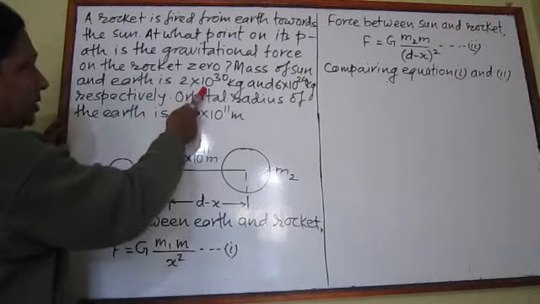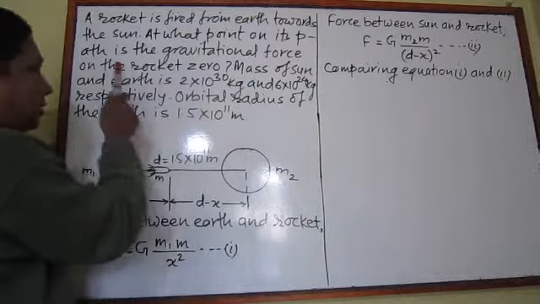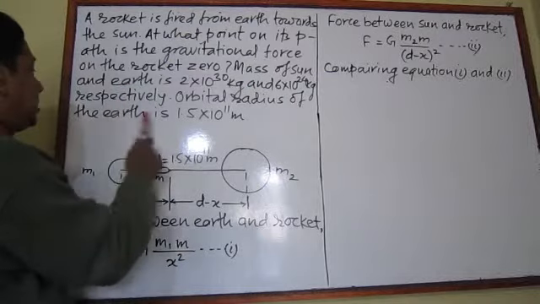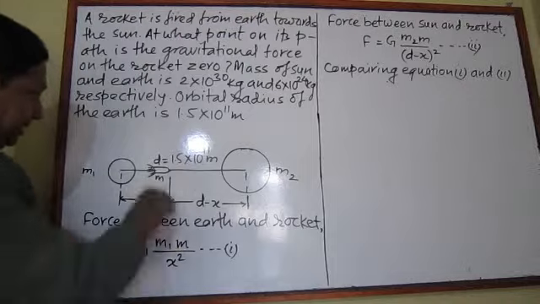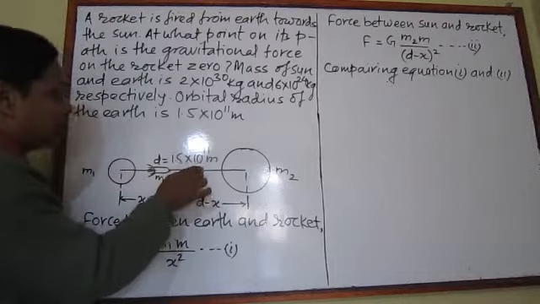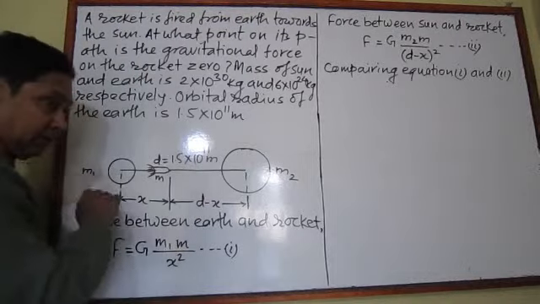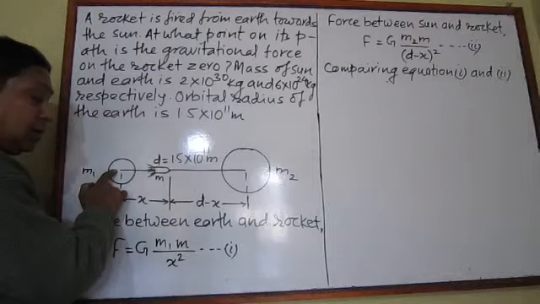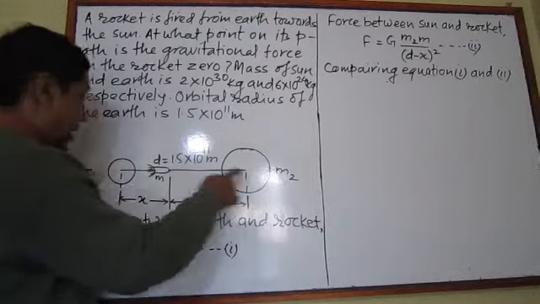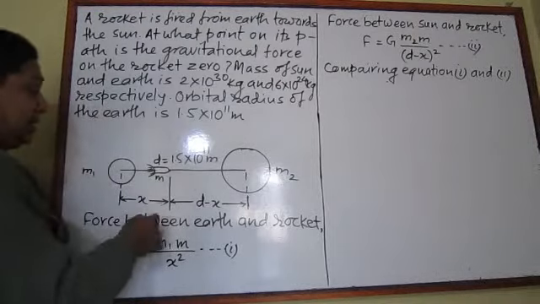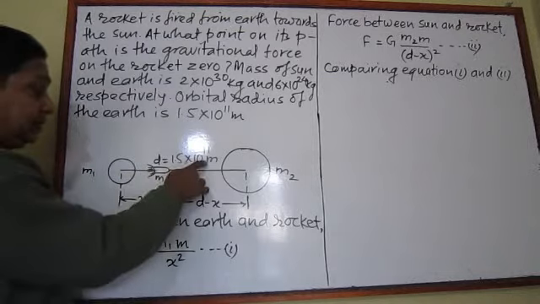Mass of the Sun is given here, and mass of the Earth is also given, and the orbital radius of the Earth is also given. This numerical problem is diagrammatically represented like this. This is the mass of the Earth, let's say m1, mass of the Sun is, let's say, m2, and the distance between them, let's say d, and it is given.